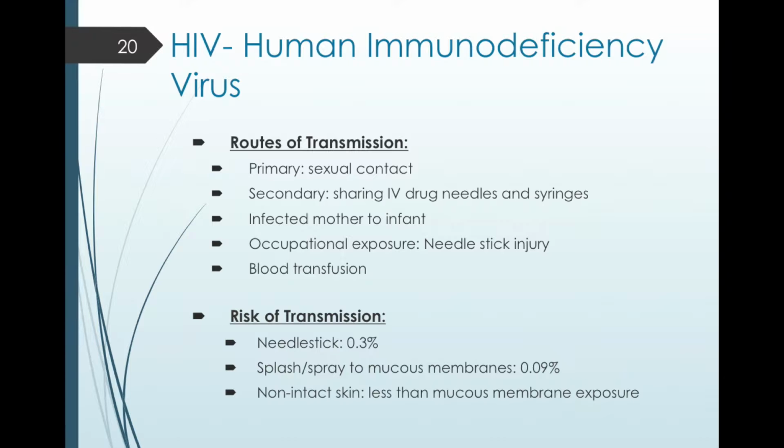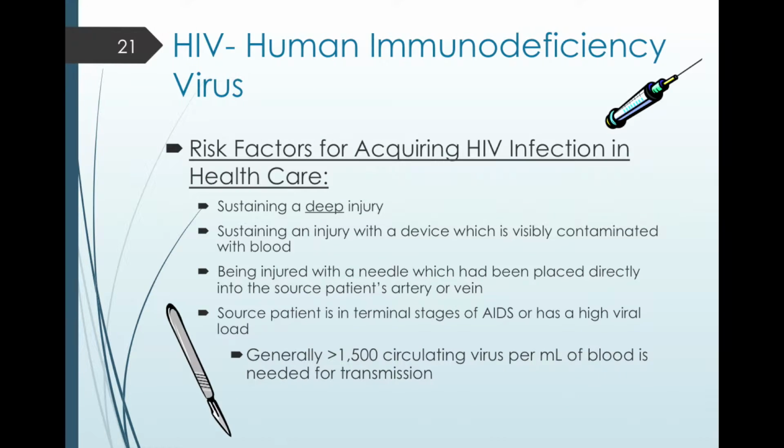When you look at the risk of transmission for needle stick, there is a 0.3% chance of contracting HIV through a needle stick injury occupationally. A splash or spray to the mucous membranes is an even smaller risk at 0.09%. Non-intact skin is less than that of mucous membrane exposure, so very, very rare chance of contracting HIV.